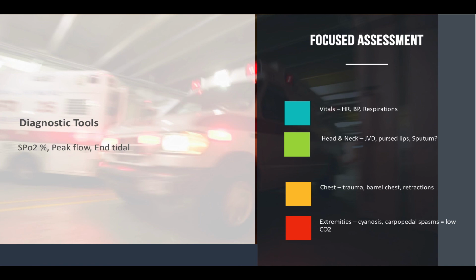Okay, all the stuff that's going to tie in to kind of lead you along the path of what you need to do and how to treat these patients and further your assessment when you're doing it. And don't forget the diagnostic tools that are available to you.